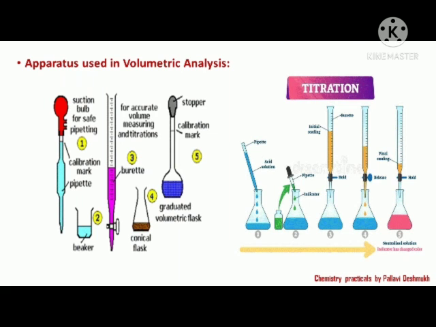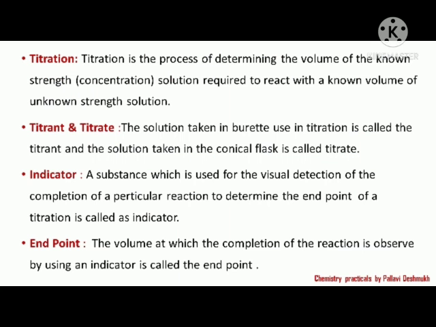Now, as I have told you earlier, it is very easy and requires very few apparatus. So we can see the apparatus needed for the volumetric analysis. In this diagram, we can see that the apparatus required for the volumetric analysis are burette, pipette, conical flask, volumetric flask and the weighing bottle.